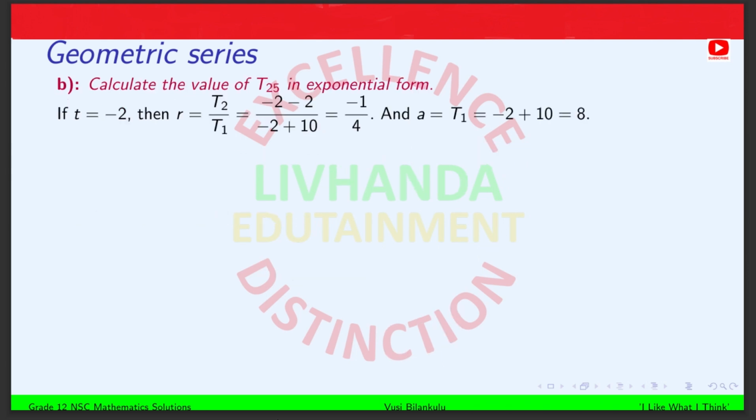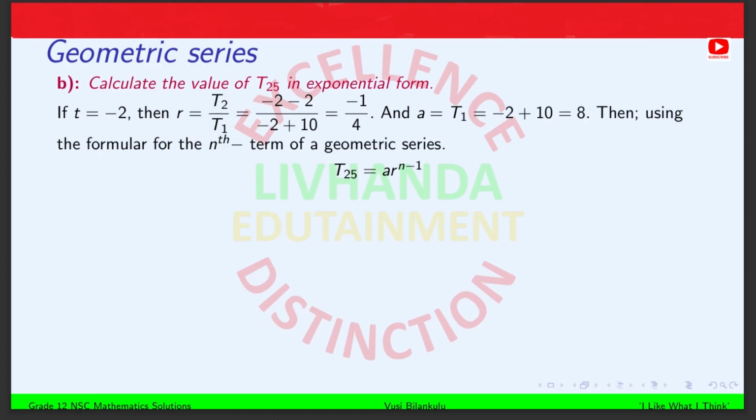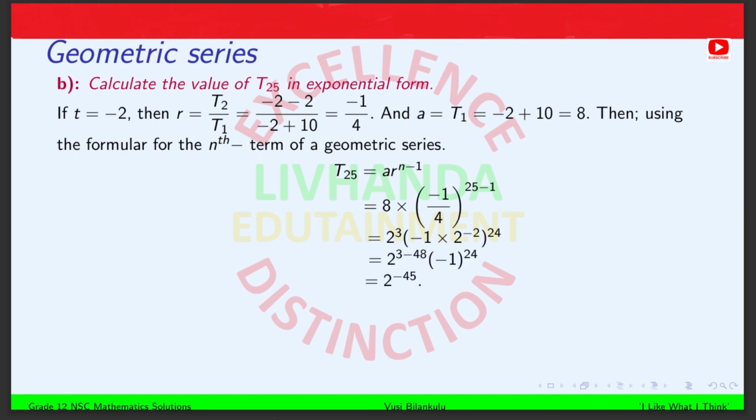To calculate term 25, notice that if t equals negative 2, r equals 1 over 4, and a equals 8. Use the formula for the nth term to obtain the value of term 25. This formula can be found at the back of the question paper on the day of the exam. Substitute the value of a, then r, and then n. Simplify using rules of exponents so that in exponential form, term 25 equals base 2 exponent negative 45.